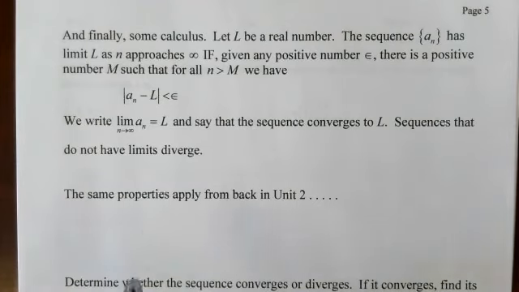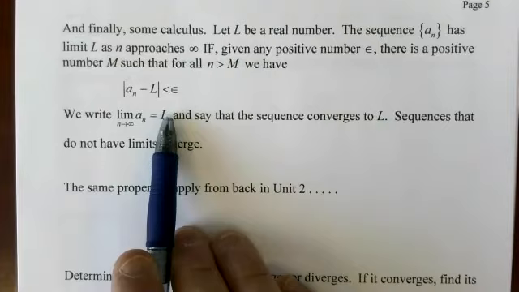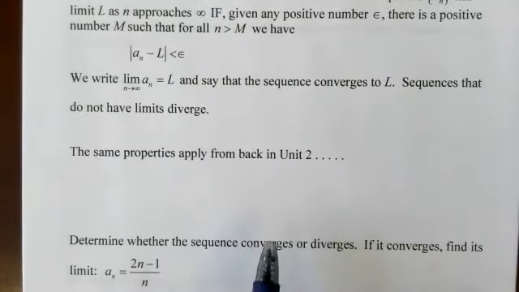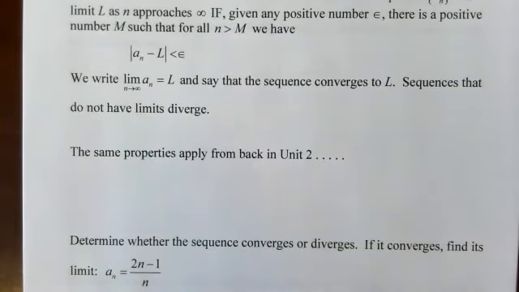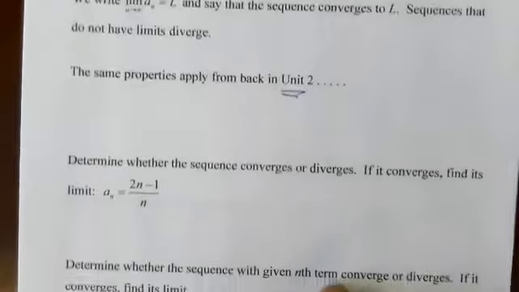All right. Here I am going to say we have a limit as n approaches infinity of L if it converges to a number. The same properties from back in unit 2. All right. Hopefully you remember that. And if you're probably confused, join the club. There's nothing wrong with that.